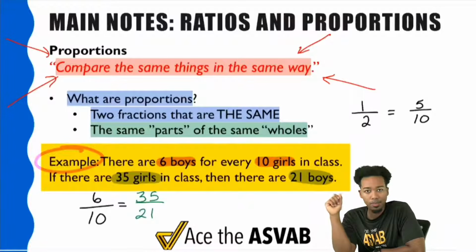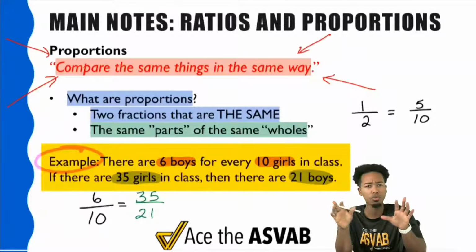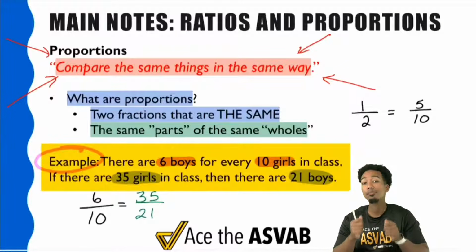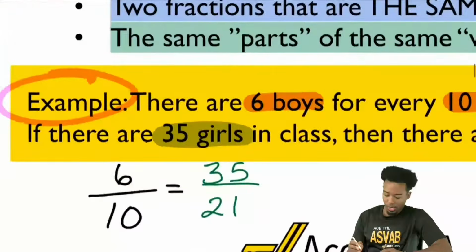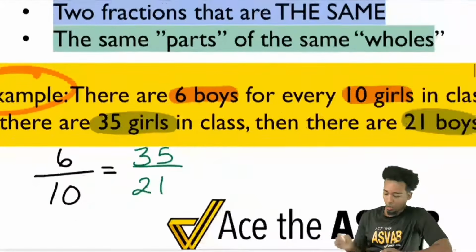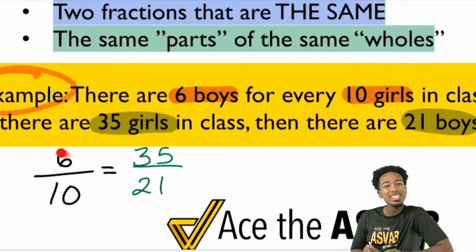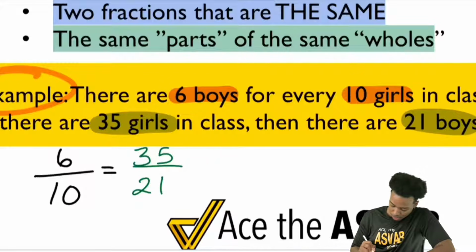And look at this. When I set up the fraction, just observe. Put your pencil down. If you don't like proportions really quick, put your pencil down. This is exactly what I'm talking about when I say compare the same things in the same way. When I wrote down the 6 and I wrote down the 10, let's take a look at the word problem right behind me. That's 6, everybody. What does that 6 represent? Boys, right? So I'm going to say that right there. That's boys.